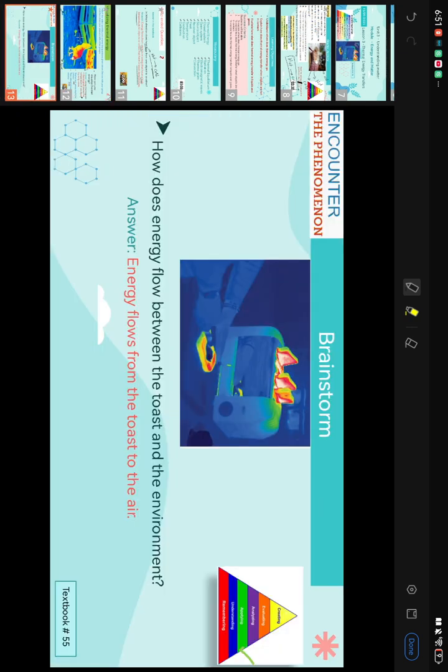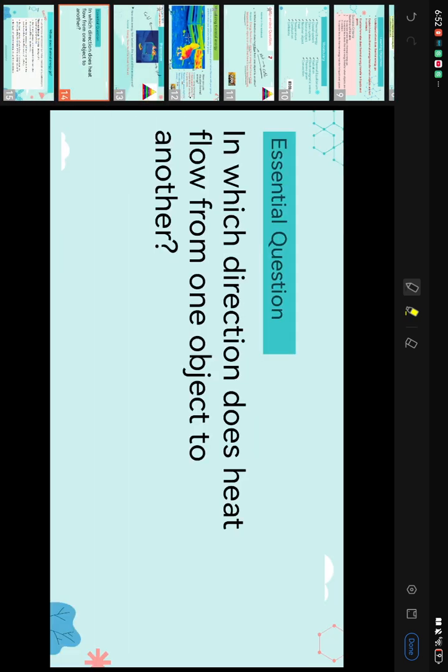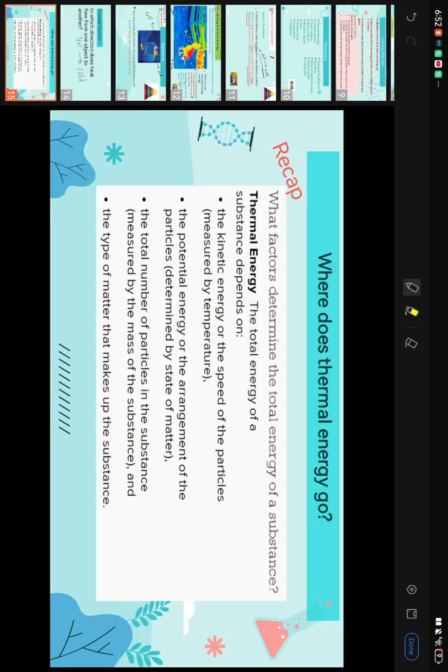Also here, if we look at this thermogram, we have a red color which was hot, and the air and all of these things are cold. Okay, and we know that energy flows from hot to cold, which was from the toast to the air. So in which direction does heat flow from one object to another? Hot to cold. So this is the direction.